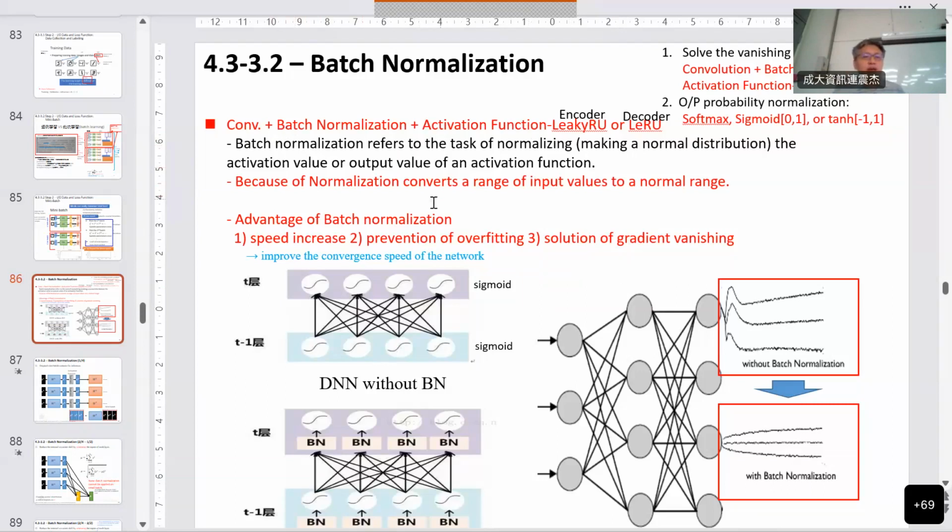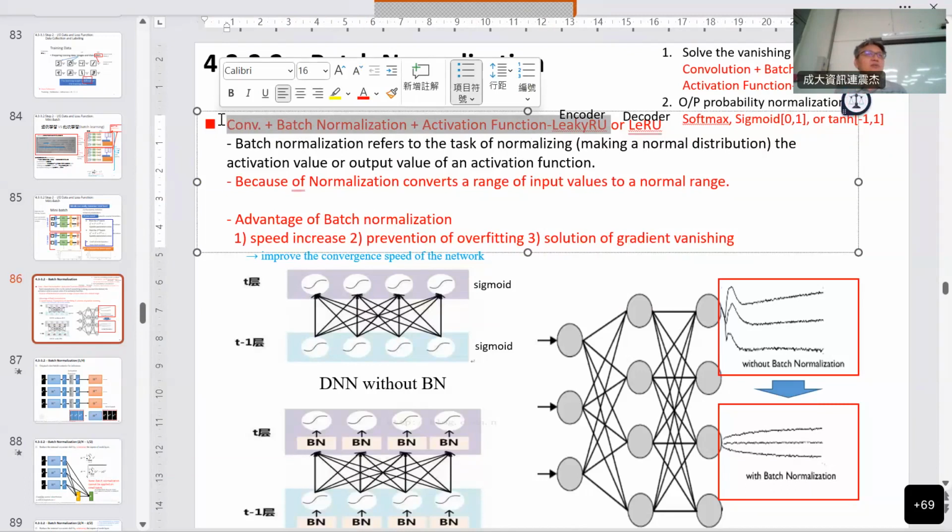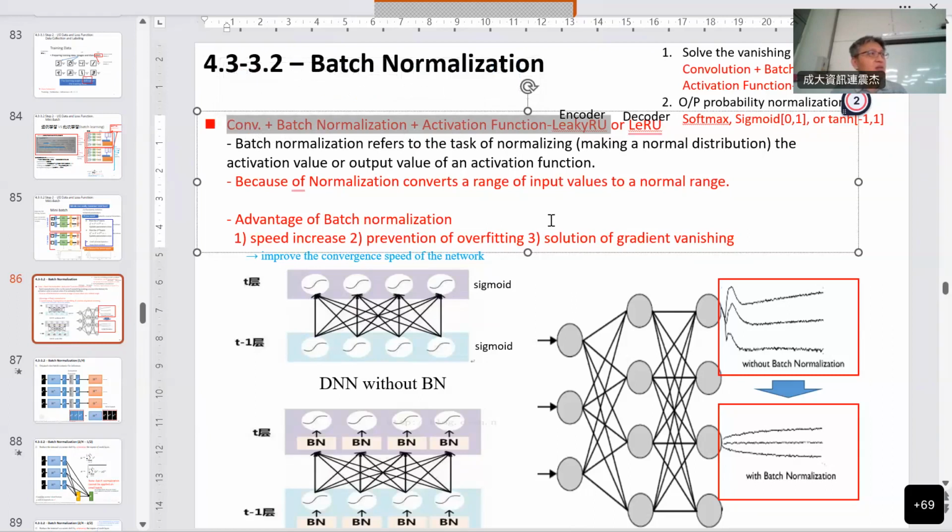So right now, in most cases, almost all cases, we do convolution, batch normalization, and activation function. So all three will be one layer. Okay? So each layer has convolution, batch normalization, and activation function together. In some cases, they do convolution, activation function, and then batch normalization. In my experience, 90% of people do the first order. However, in some cases, they do not use this order, and they claim they have a better result.